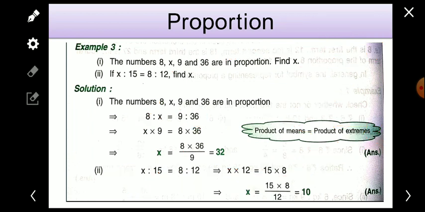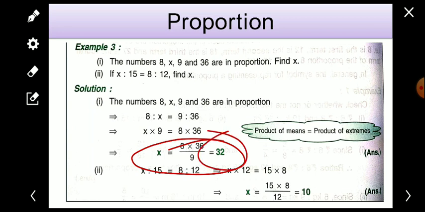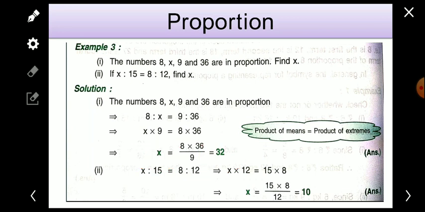I hope you understood how we have got the value of x. If you did not understand, then rewind the video and try to understand again. In the second question, the same thing is there. We will find the value of x using this method: the product of extremes is equal to the product of means, and we will simplify. We will get the value of x here.